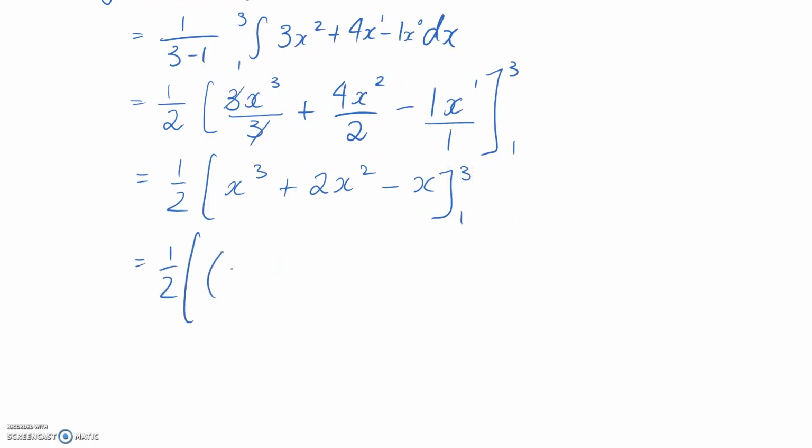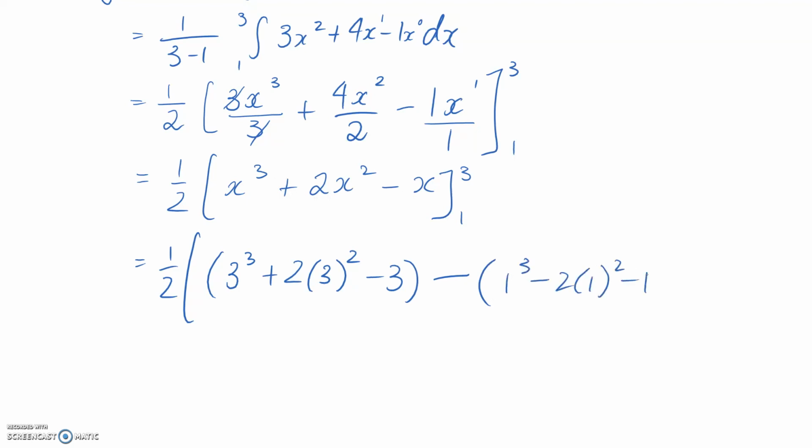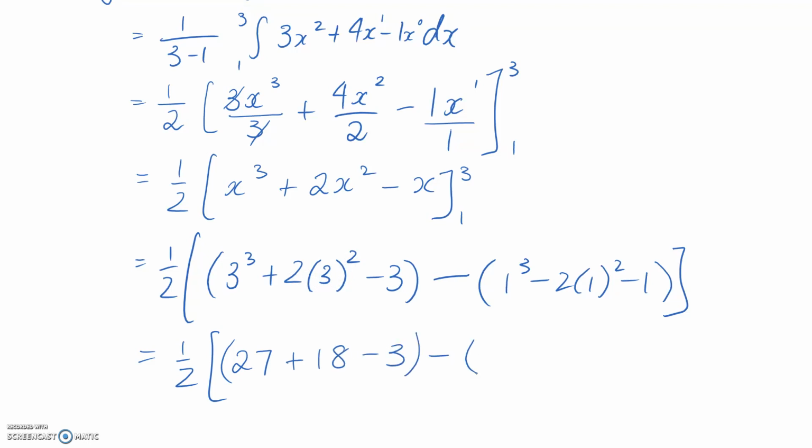So subbing in the 3, we're going to get 3 cubed plus 2 times 3 squared minus 3. Take away, sub in the smaller one, so 1. So 1 cubed, 2 times 1 squared, take 1. So now we just need to evaluate what this is equal to. So we've got 3 times 3 is 9, times 3 is 27. We've got 2 times 3 squared, so 3 squared is 9, times 2 is 18. Minus, so 1 cubed is going to be 1, 2 times 1 squared is going to be 2.